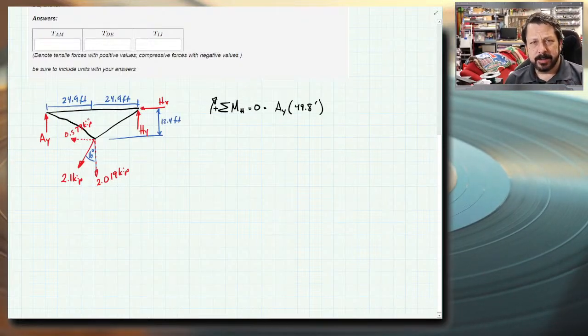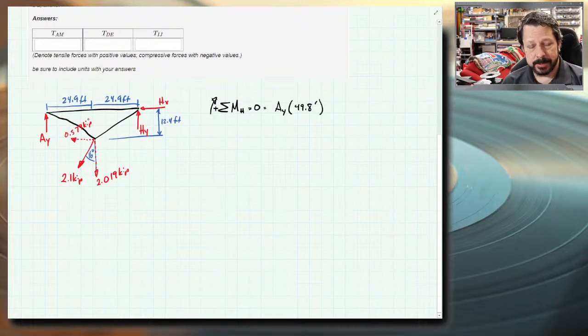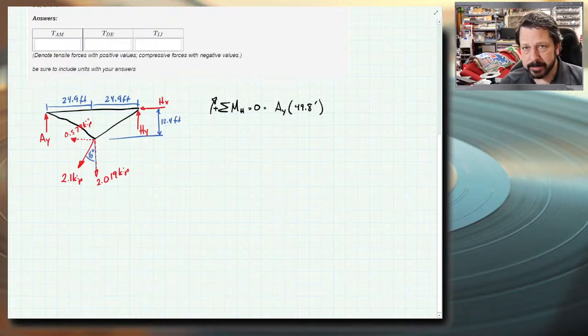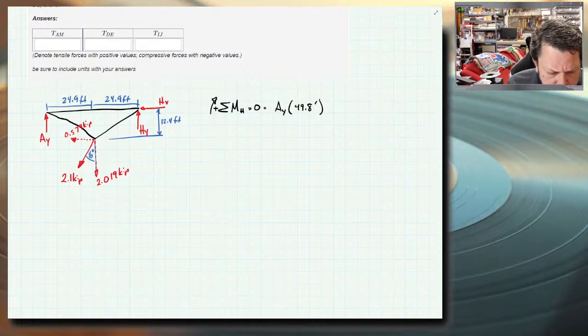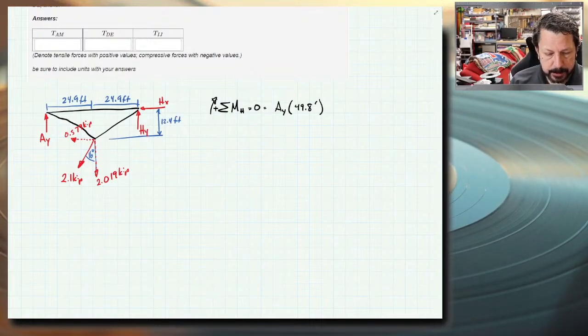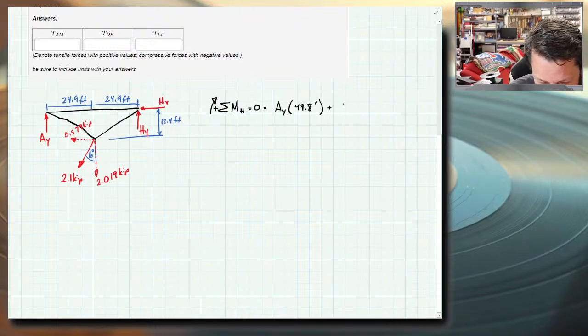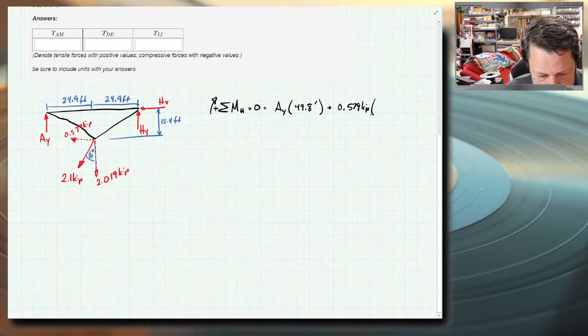If you're using vectors and things like that, you don't have to break them into x and y components, but in this course we're going to do everything in terms of x and y components. So I need x and y components to write this moment equation. So the x component, the 0.579, it's going around clockwise, so that's plus 0.579 kips, and has a moment arm of 12.4 feet.